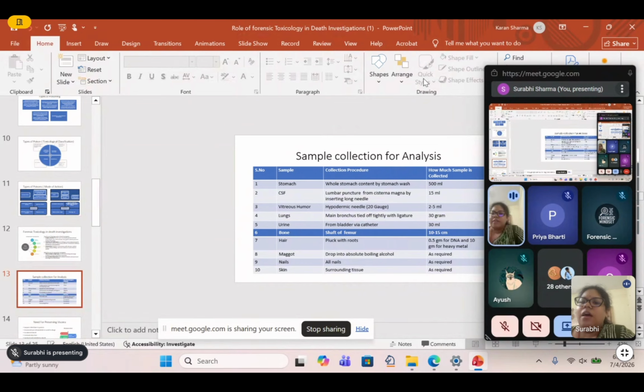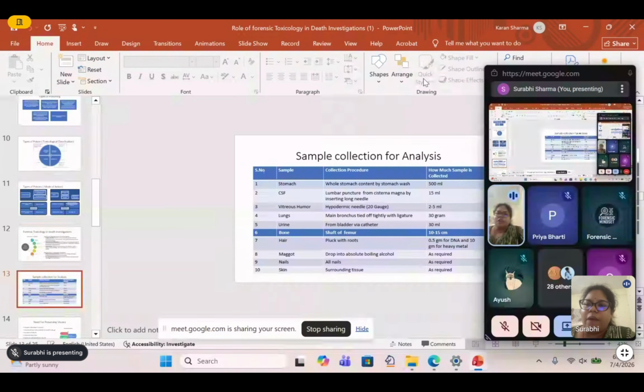Then we have nails and skin. The collection procedure and how much sample is needed I have written here, and I'll tell you once again. Stomach, 500 ml, in which the whole stomach wash is taken, because digestion takes place in the stomach. So we need the stomach wash to tell which kind of poison a person has taken.